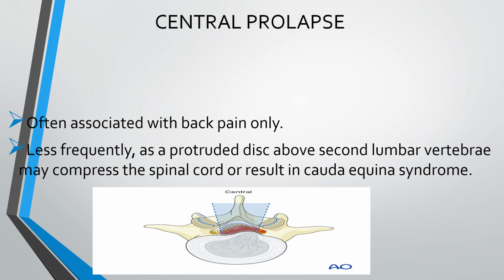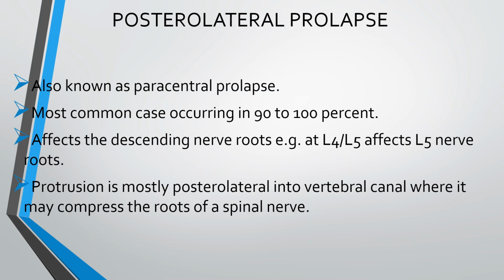We have the central lumbar disc herniation. You can see very well how it affects the central part of the disc. Then we have the posterolateral prolapse. It is also known as the paracentral prolapse, and this is the most common type, occurring in 90 to 100% of the people.